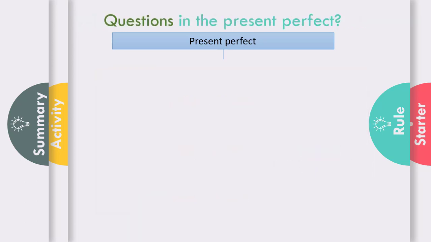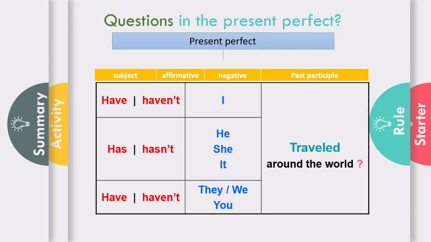And as for the questions in the present perfect, it's like this. We start the sentence with have or has, then followed by the subject, and after that we put the verb in the past participle. For example, have I traveled around the world? Has he traveled around the world? Or have you traveled around the world? Also, we can use haven't or hasn't for a negative question.